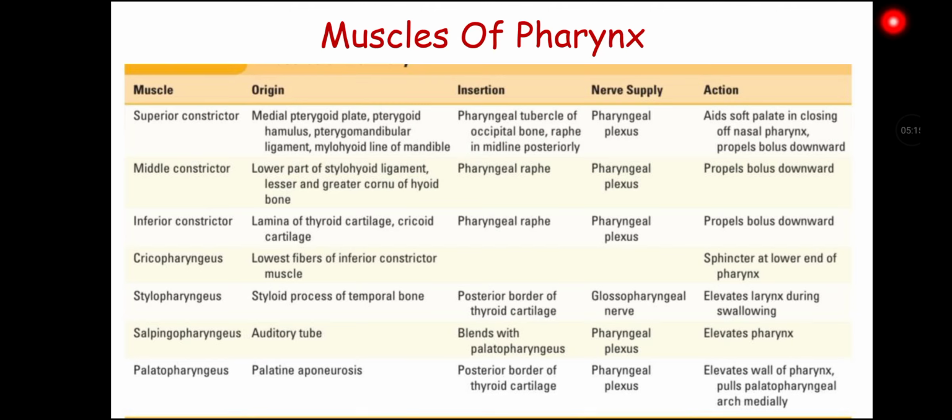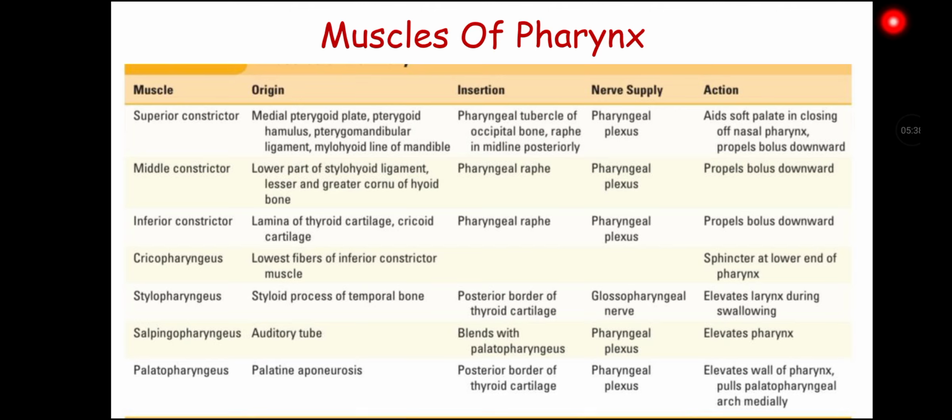Next part is inferior constrictor muscle. It starts from lamina of thyroid cartilage and cricoid cartilage. It inserts into the pharyngeal raphe. It is supplied by pharyngeal plexus. It propels bolus downward. Next muscle is cricopharyngeus. That is lowest part of the inferior constrictor muscle. It acts as a sphincter at the lower end of pharynx.